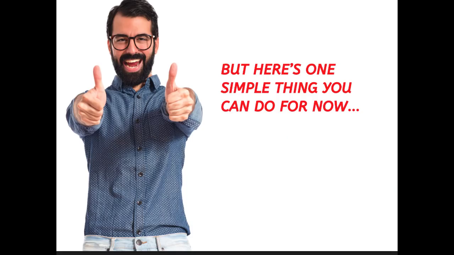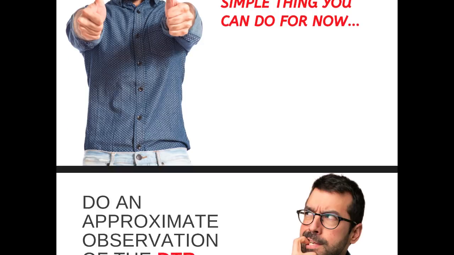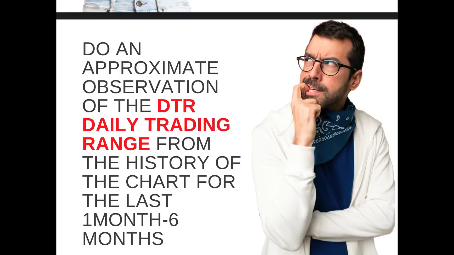Now, here's one simple thing you can do for now if you're not ready to take the course for whatever reason that may be. Do an approximate observation of the DTR, or what we call the daily trading range. You can simply do that by observing the history of the chart for the last month up to 6 months. That should give you a good idea of what the actual daily trading range in the stock is.